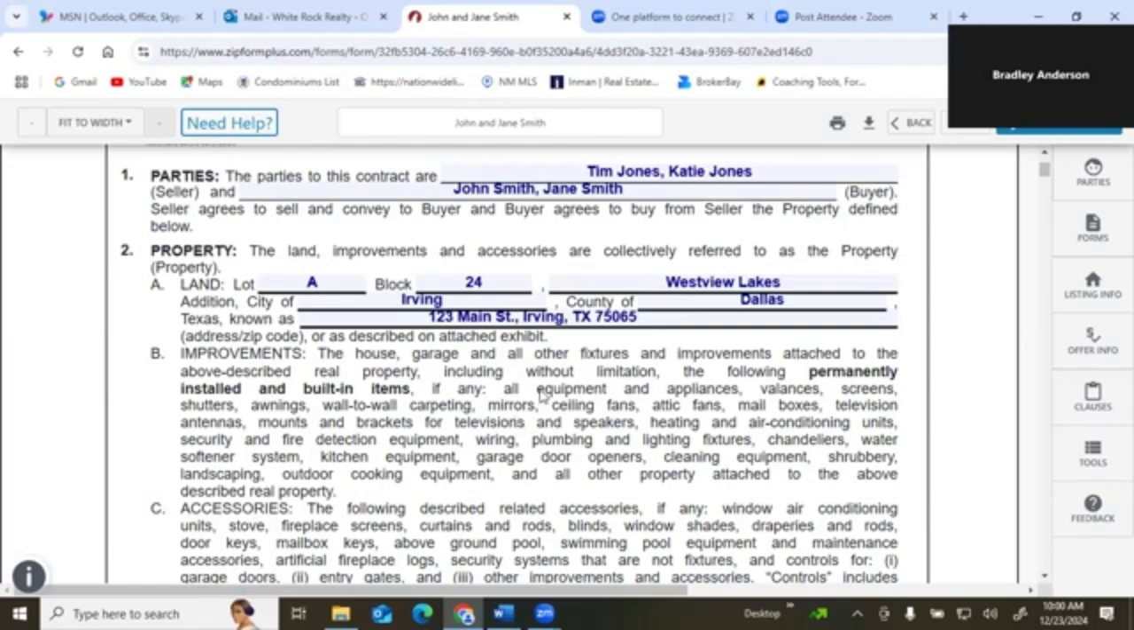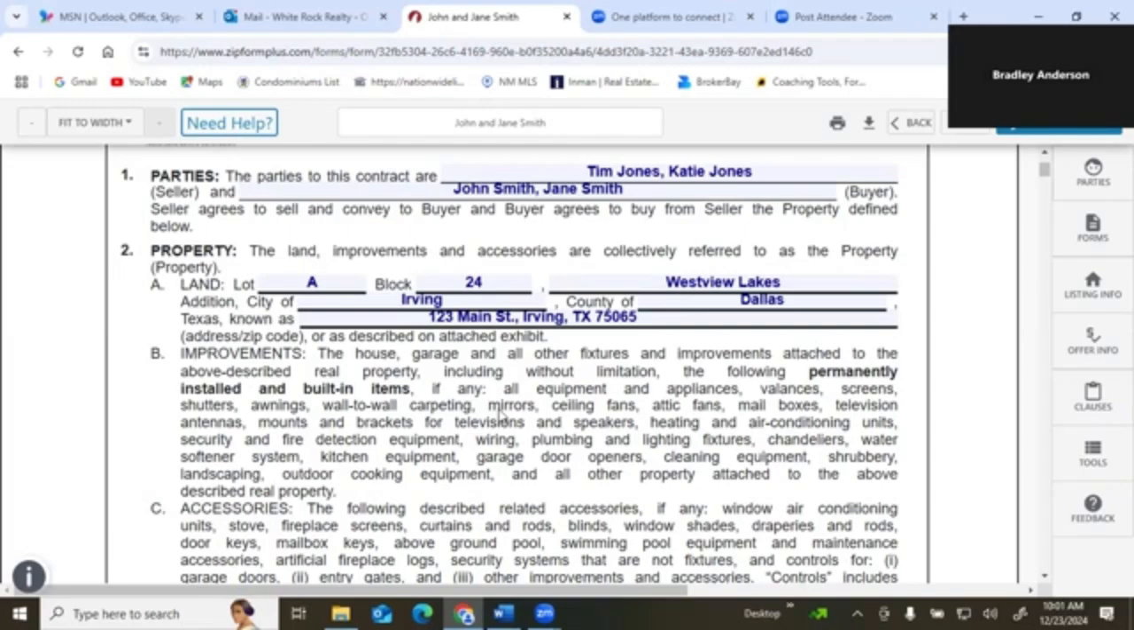And then it goes on to explain what those many things could be: all equipment and appliances. Okay, so that's going to be your stove, not the refrigerator, ironically enough, because that's on wheels. But stove, dishwasher, think kitchen appliances, all right? Valances. Those are the things above the top of windows. Screens, shutters, awnings, wall-to-wall carpeting, mirrors. Do you know how many times people decide to leave or take mirrors?